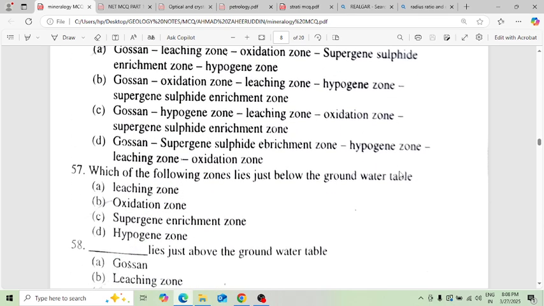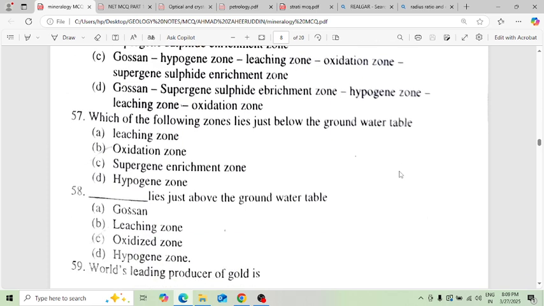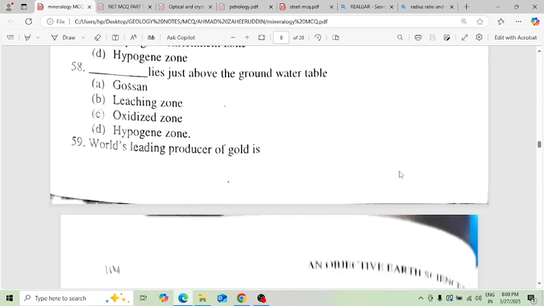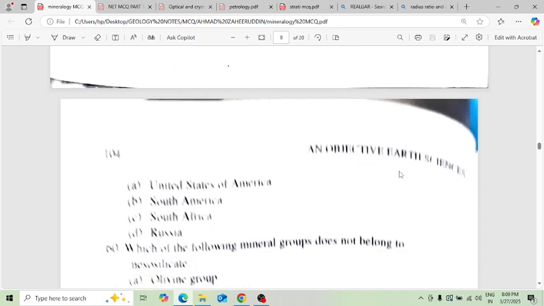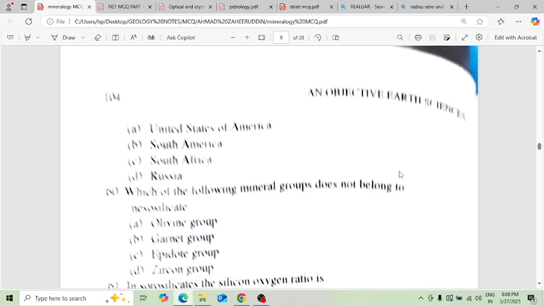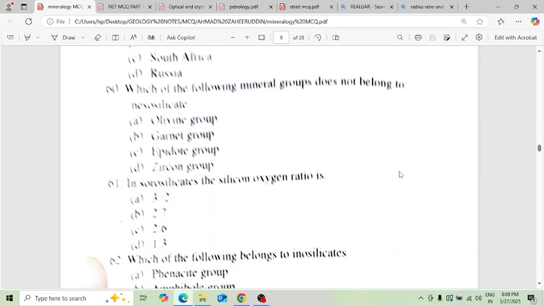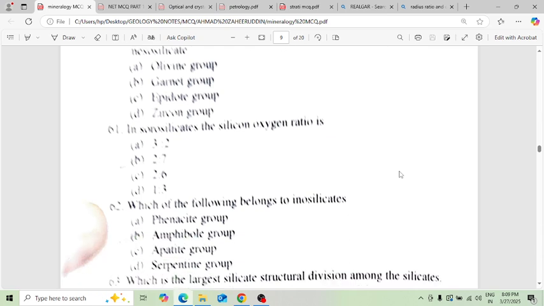Which of the following zones lie just below the groundwater table? Oxidation zone lies just above the groundwater table. World's leading producer of gold is South Africa. Which of the following mineral groups does not belong to nesosilicates? Epidote. In sorosilicates, the silicon to oxygen ratio is 2 is to 7.